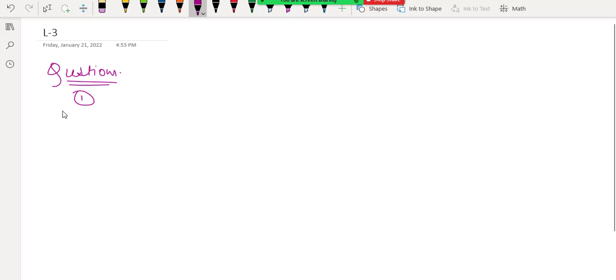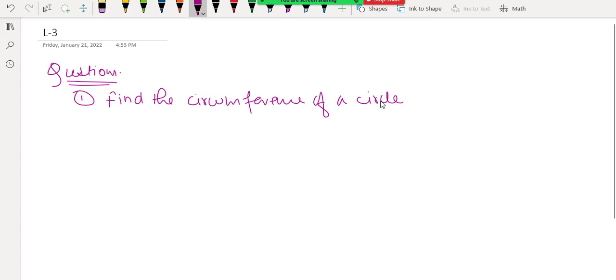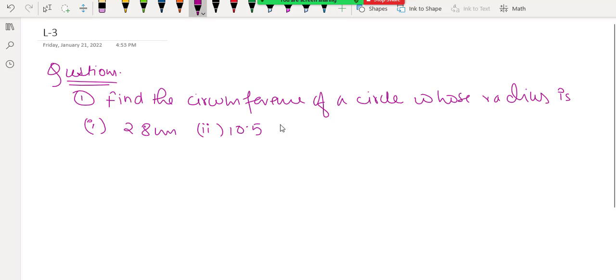Question number 1. Find the circumference of a circle whose radius is number 1, 28 centimeter, number 2, 10.5 centimeter, number 3, 3.5 meter. So this is our question.